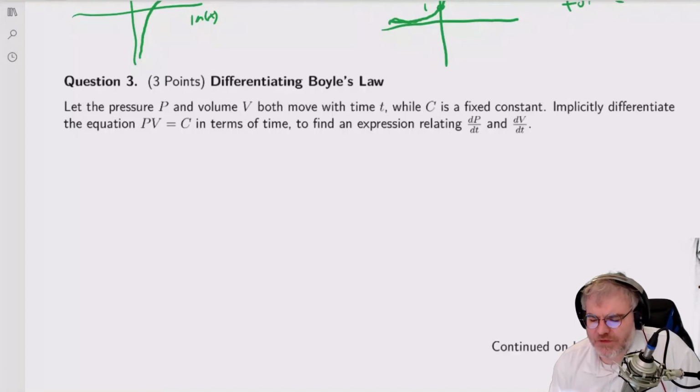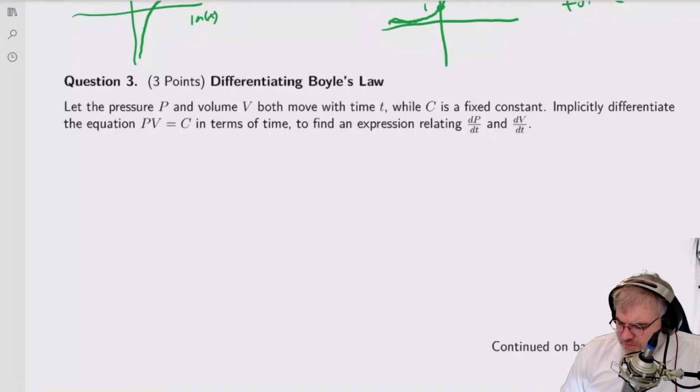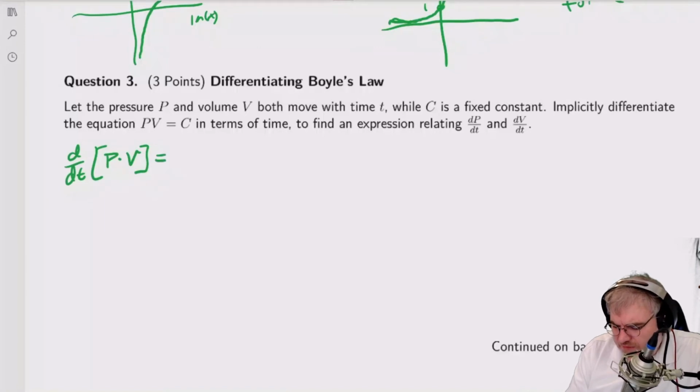All right. So what I'm going to do for question 3 is this. I've got pressure and volume both moving in time, with C a fixed constant. So I need to differentiate this with respect to time. What I get is the derivative with respect to time of P times V equals the derivative with respect to time of C. So I took the derivative of both sides. Since C is constant, the right side becomes 0.